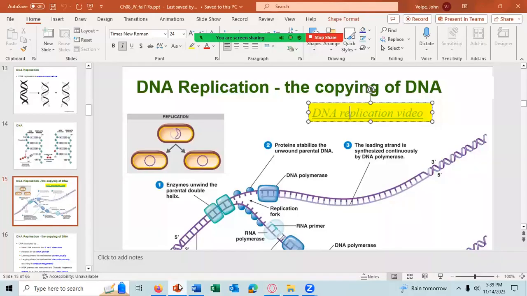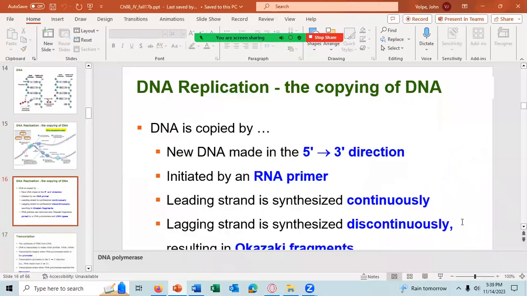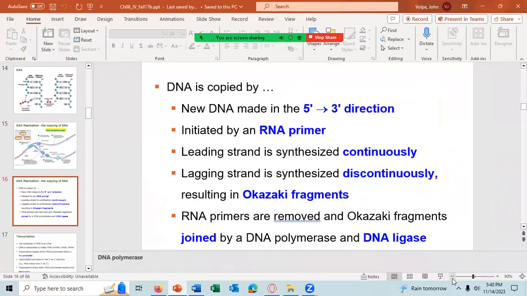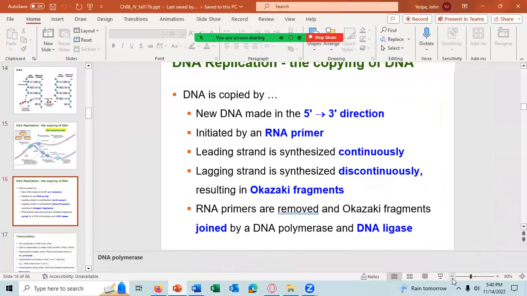Let's go back to here. We're going to talk about DNA replication in greater detail now. DNA is copied by DNA polymerase. The DNA is made in the 5' to 3' direction. DNA replication is initiated by an RNA primer.